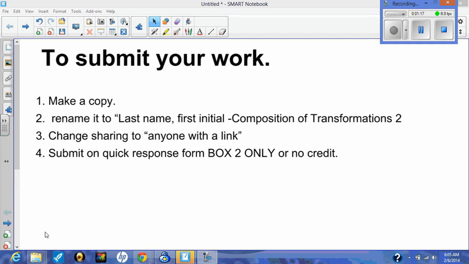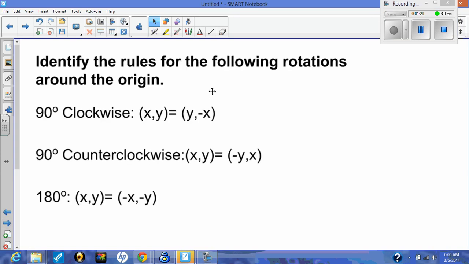Okay, let's begin. All right, a little review of yesterday. These are the rules for rotation around the origin. Make sure that you have your 90 clockwise and 90 counterclockwise correct. These are the two that got confused in a couple classes yesterday. Kids were mixing them up, so go ahead and check yours.